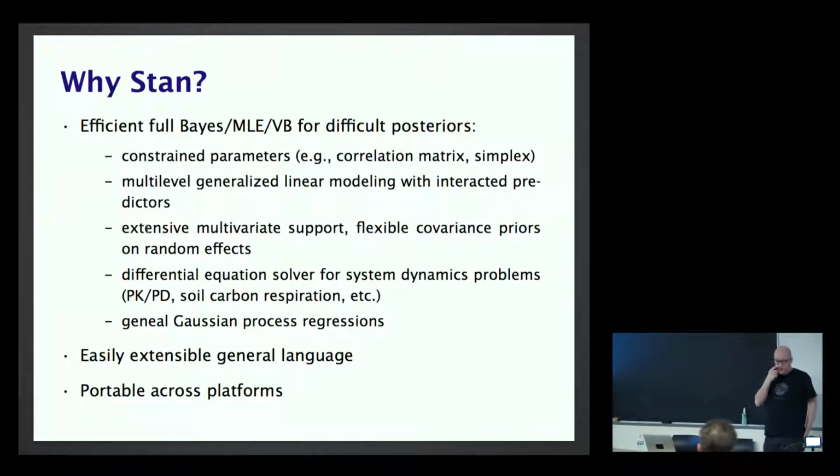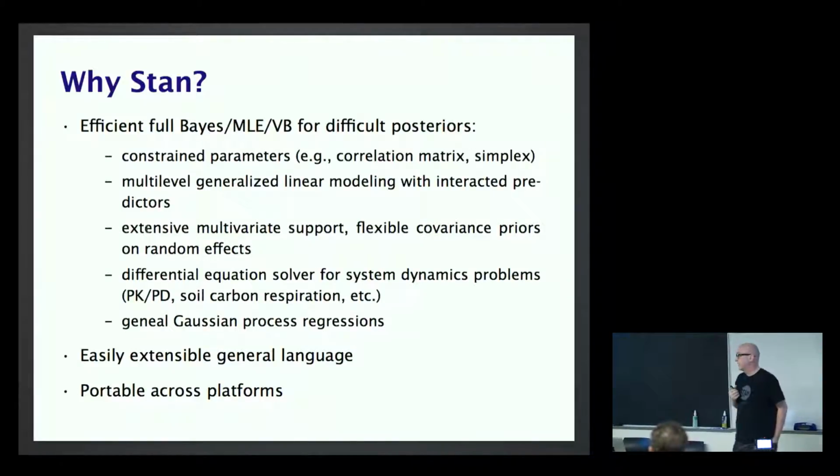Why do we want to use STAN? These models are very hard to fit, right? If you try to build things yourself to try to fit these models, you will find yourself spending your whole career recreating the algorithms we created underneath. We have very efficient ways of handling constrained parameters like correlation matrices or simplices. We can do very general multi-level linear modeling. We have a lot of multivariate support in terms of linear algebra and underlying operations. We have differential equation solvers built in. We actually do a lot of chemistry rate equation stuff, mainly in pharmacology. And we have Gaussian processes, for instance.